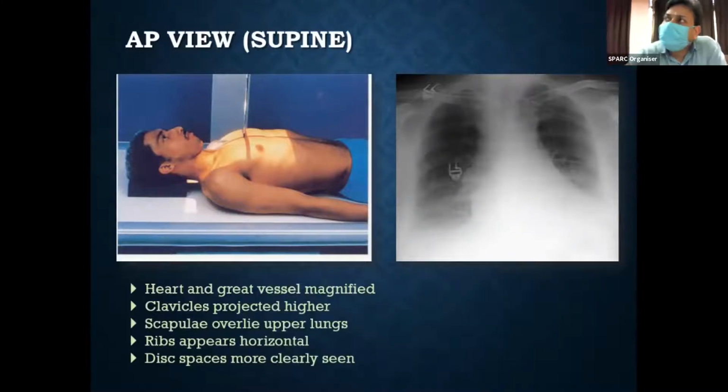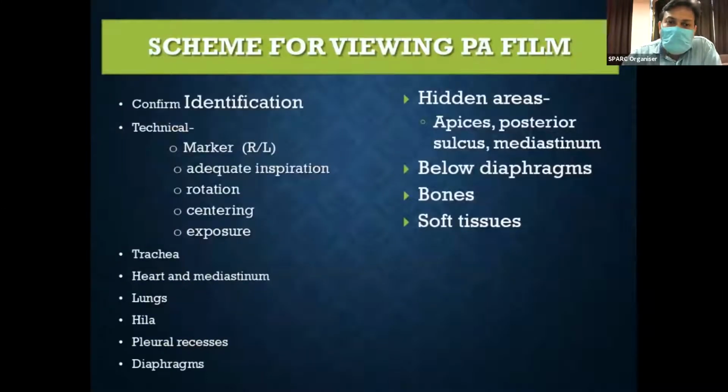Now this film compared to the PA film has certain disadvantages, like the heart and the great vessels appear magnified. The clavicles are projected higher, scapula sometimes overlies the lungs, ribs appear horizontal. But still, it provides useful information in these sick patients, and we have no choice but to do this kind of supine films in the ICU settings in the sick patients.